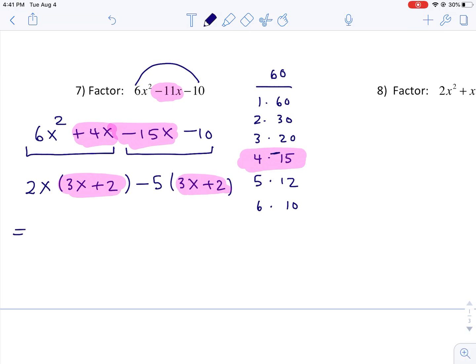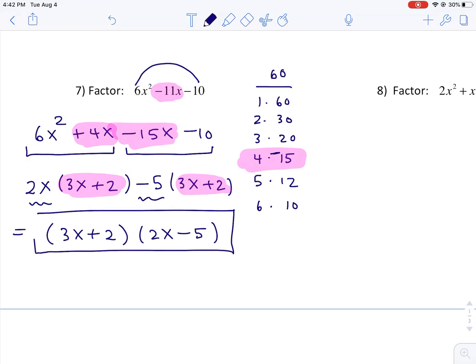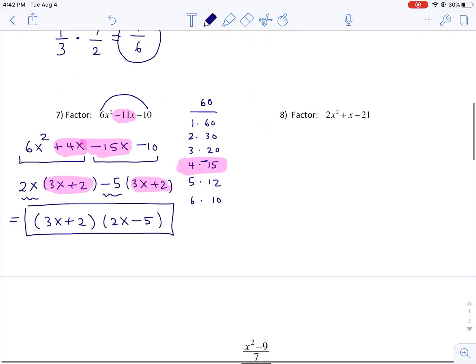That's got to happen, so I can factor that out front. 3x plus 2 comes out front. What am I left with? I'm left with 2x minus 5. That method works every time. I'm going quick, but you can certainly ask me about that one in class if you need it.